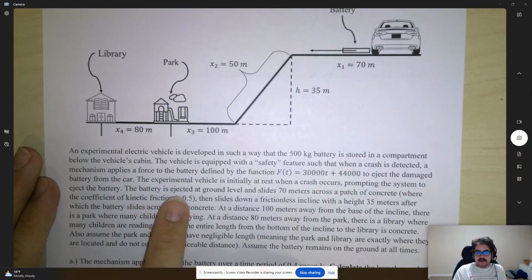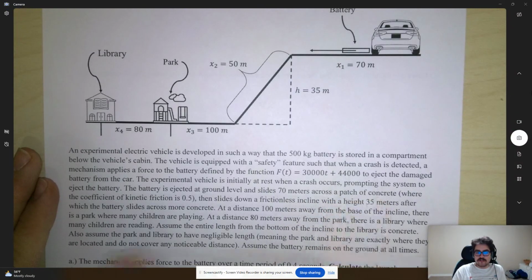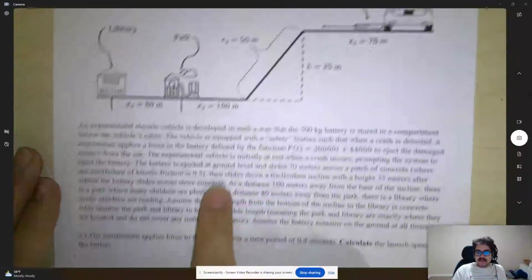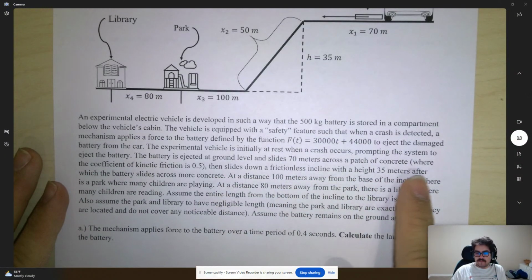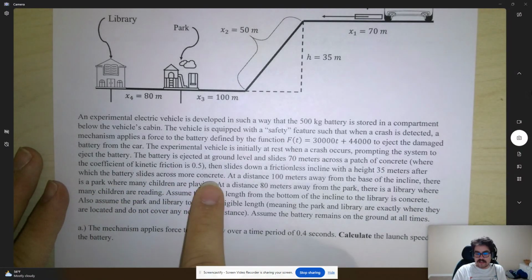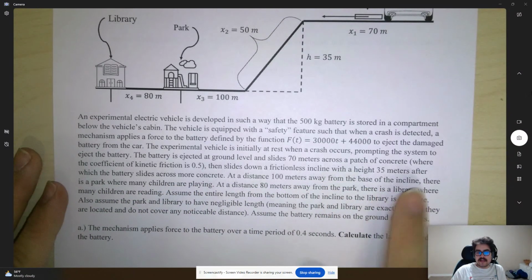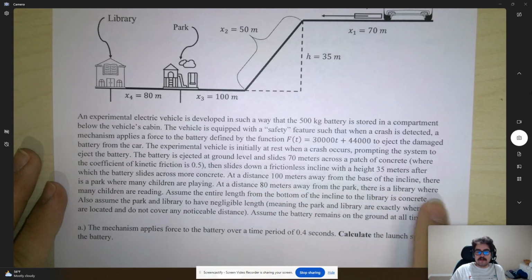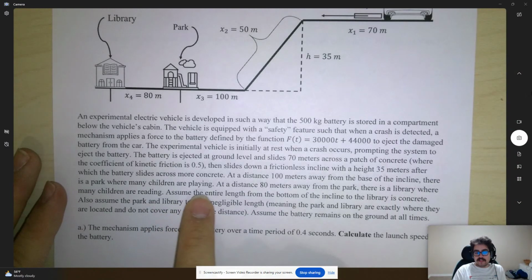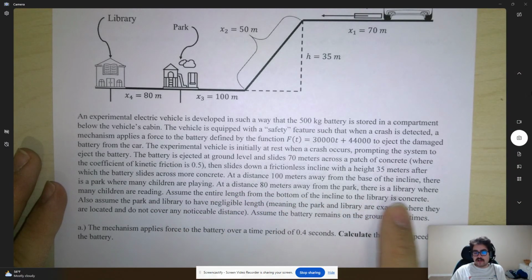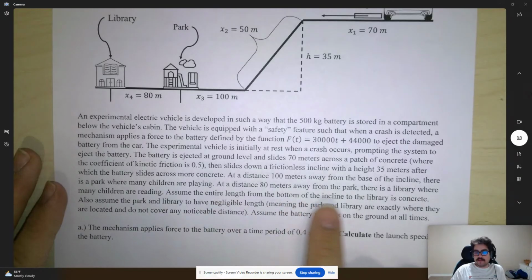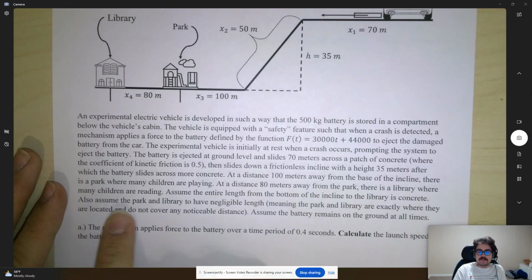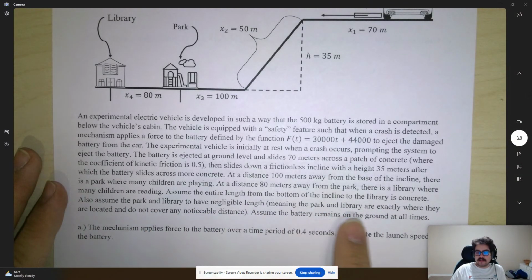The battery is ejected at ground level and slides 70 meters across a patch of concrete where the coefficient of friction is 0.5, then slides down a frictionless incline with a height 35 meters, after which the battery slides across more concrete. At a distance 100 meters away from the base of the incline, there is a park where many children are playing. At a distance 80 meters away from the park, there is a library where many children are reading. Assume the entire length from the bottom of the incline to the library is concrete. Also assume the park and the library to have negligible length, meaning that the park and library are exactly where they are located and do not cover any noticeable distance. Assume that the battery remains on the ground at all times.